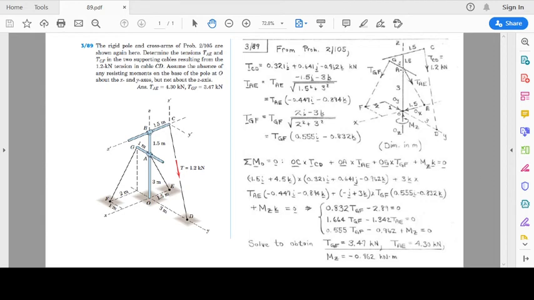Now for this tensile force TAE, we can use either OE or OA. He has used OA. So the position vector OA, directed from O to A, is going to be 3K. This is along Z. Distance is 3, so the position vector is going to be 3K. This is the position vector for TAE, and this is the vector TAE, which we have found above.